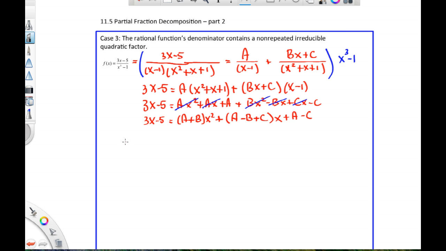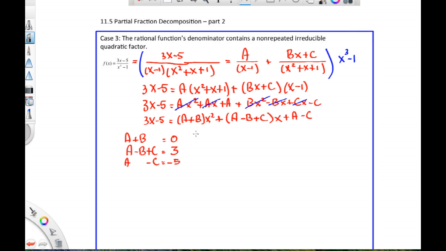That means a plus b has to equal 0, because I don't have an x squared on the left. I have something, a plus b, times x squared, but I don't have an x squared here, so that must be 0. Then a minus b plus c, times x, should come out as 3. And then a minus c needs to come out as negative 5.